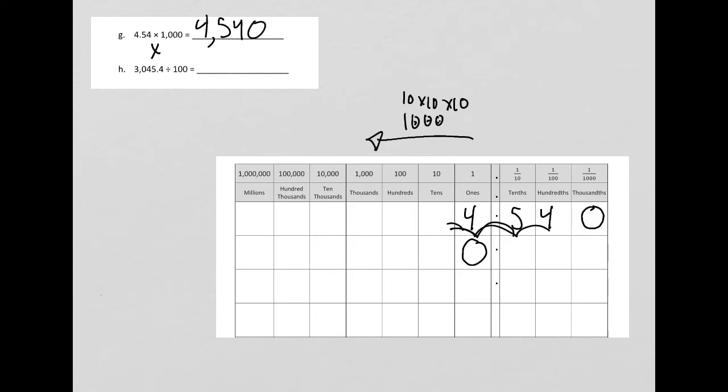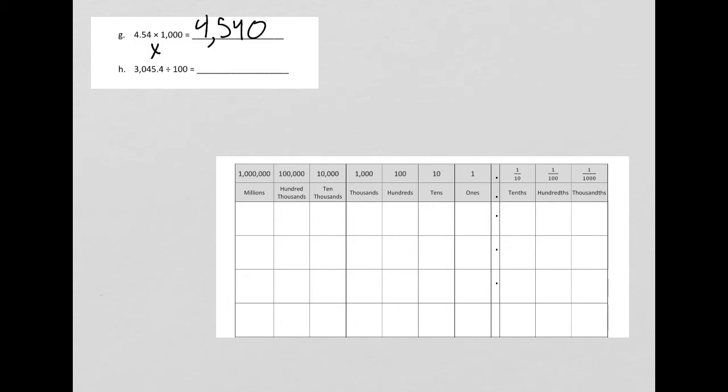Okay, last one for this is 3,045 and 4/10. So let's start by filling that out. 3,045.4. Okay. And we are dividing.